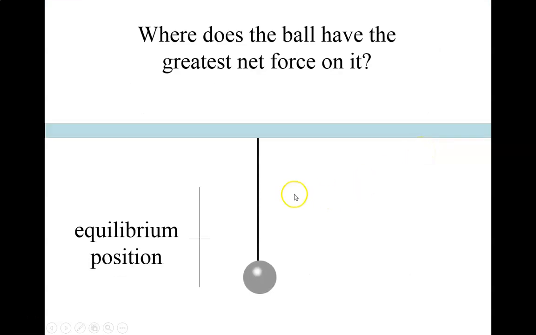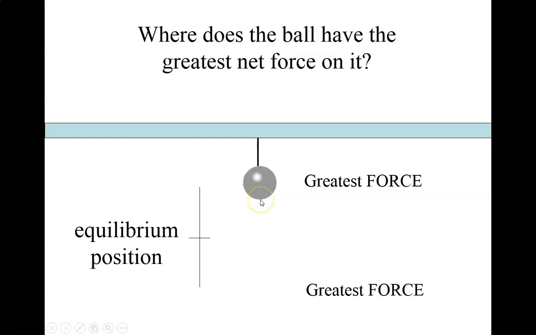So here we've got this thing oscillating back and forth, and if I were to ask you, when does the ball have the greatest net force acting on it? At the ends or in the middle? Well, from the picture we just looked at before, we know that it's going to be the ends. So it's got the greatest force acting on it at the very high point and the low point.